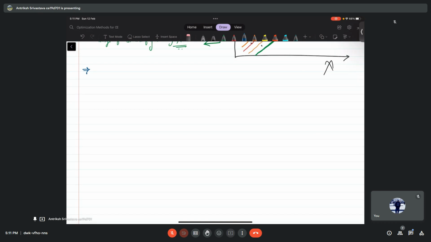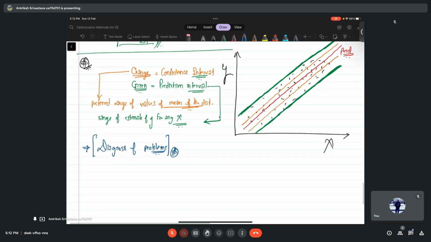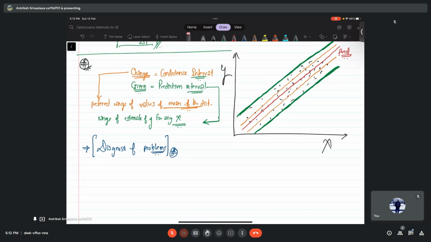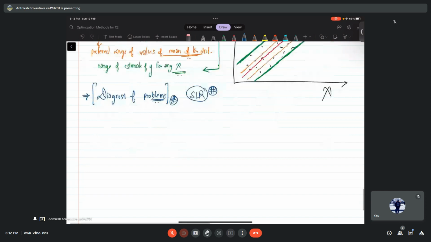Okay, now what else is there? After that, in the class we discussed the diagnosis of problems. So we had made certain assumptions in our simple linear regression, right? Now, how do we identify whether these assumptions are valid or not? The assumption we had made concerns the residuals. We also termed it as error.